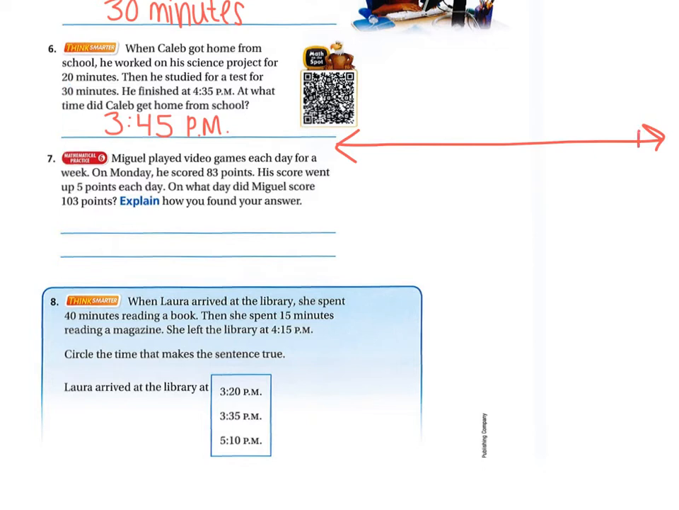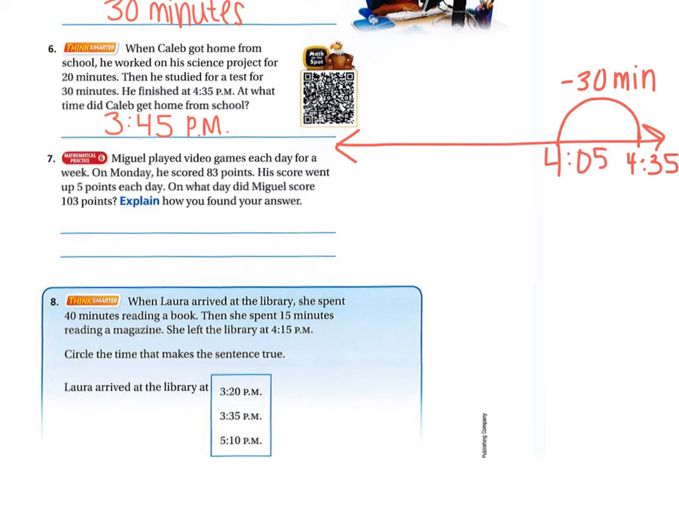So on my number line, which is the strategy I am choosing to use, I want to start at my end time of 4:35 p.m. Now, I'm going to subtract 30 minutes because according to my problem, that is how long he studied for his test. So when I subtract 30 minutes, that brings me to 4:05.